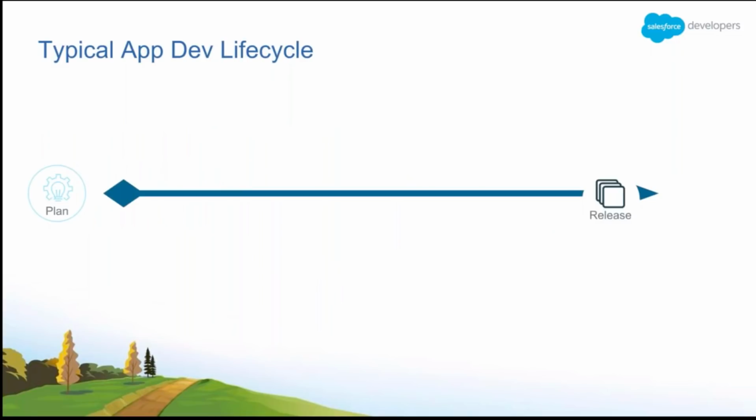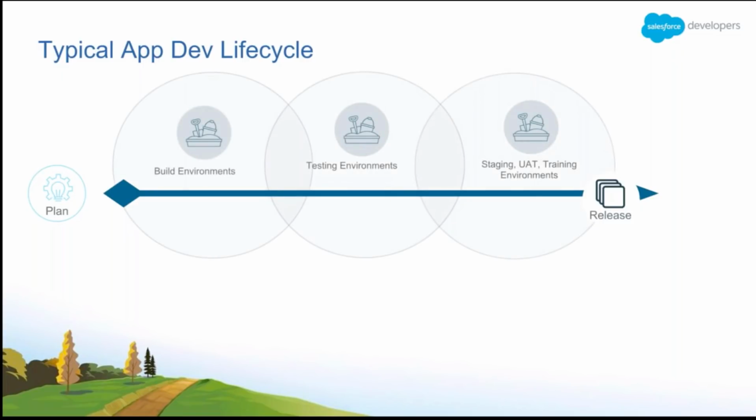So all of this is great. But what does this mean for building apps? So let's look at a typical app development lifecycle. We have great ideas that we plan, and then we want to move them into production, into a release. And to do this, we know that we use several different kinds of environments, right? We have our build sandboxes, our testing sandboxes, and maybe our staging and UAT sandboxes.